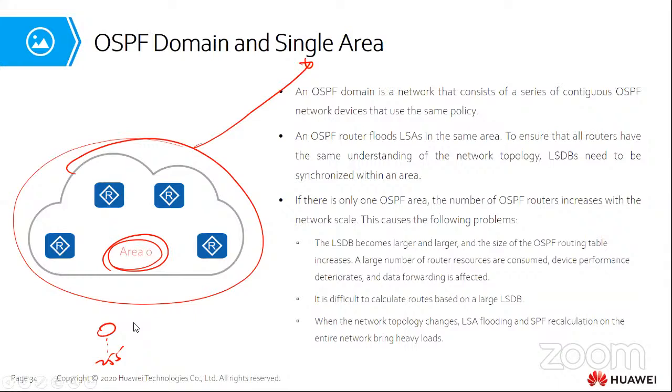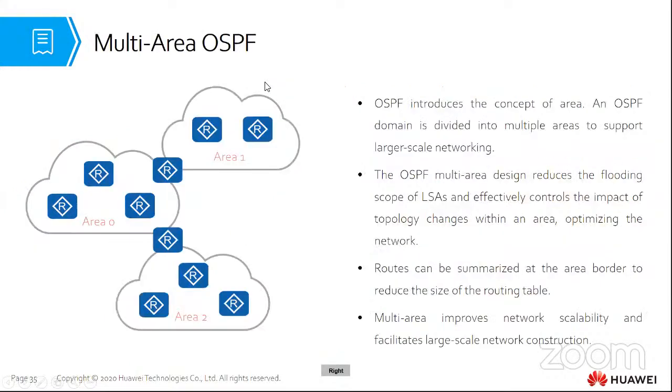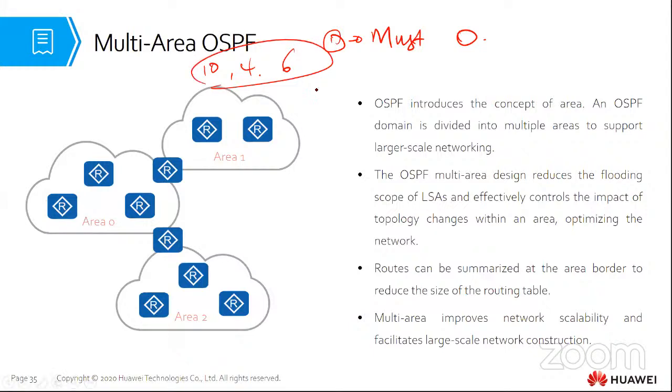But if you're working in multiple area OSPF, number 1, there must be area 0. You can't say I have area 10 and 4 and 6, for me they are the ones I want. There is nothing like that. There must be area 0. Choose the others, but 0 is a must.